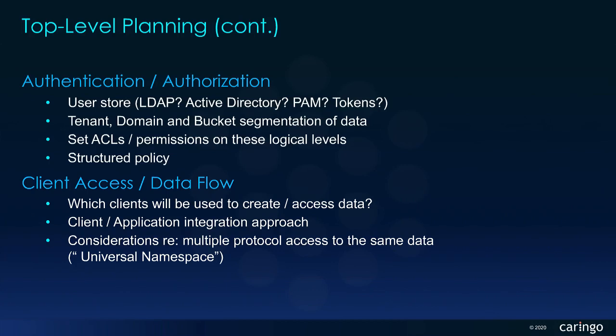So in Caringo, for instance, we have 3 levels. That's the tenant level. Domain is like the endpoint. Then you have the bucket level as well. And of course, the object per se. So you can set ACLs, you can set permissions on each of these levels. So I think that's an important feature.